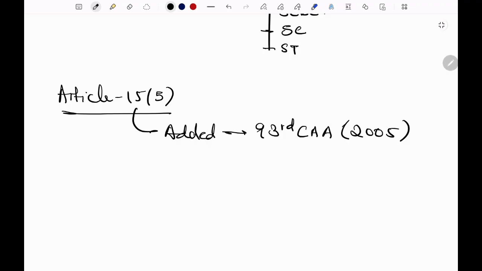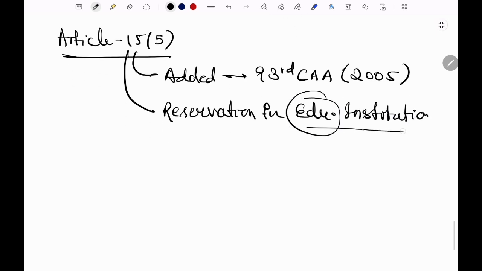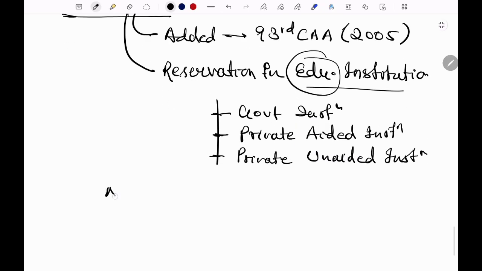That is reservation in educational institutions, to provide reservation to backward classes in educational institutions. For what type of educational institution? Like government institutions, private aided institutions and private unaided institutions, both. But there was an exception: minority educational institutions.